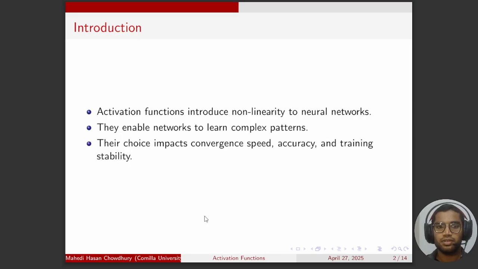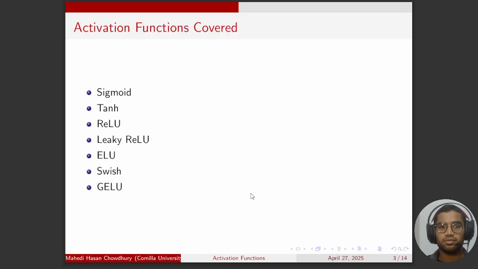So, why are activation functions important? Because they enable neural networks to learn intricate patterns, form decision boundaries, and generalize across varied input data. Choosing the right activation function critically affects training dynamics, convergence speed, and final model accuracy. Here is the list of activation functions we are going to talk about today. These are sigmoid, tanh, ReLU, leaky ReLU, ELU, swish, and GELU.